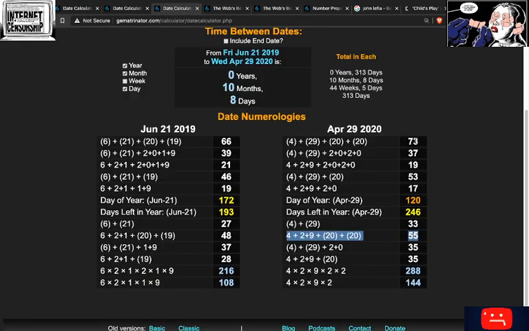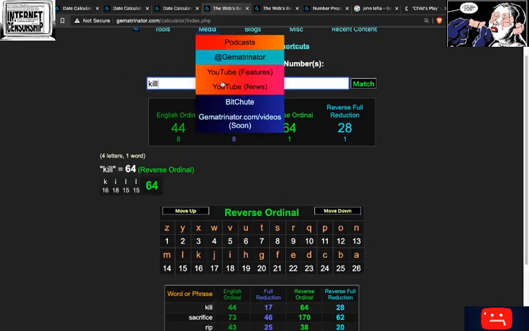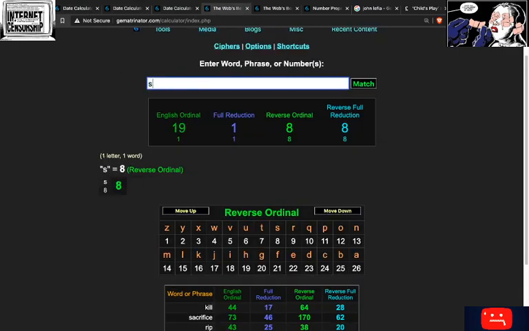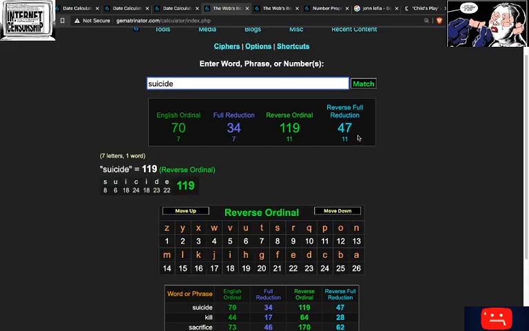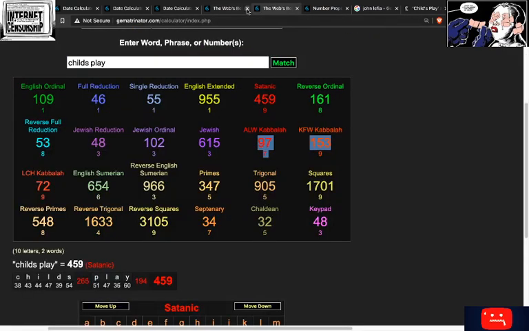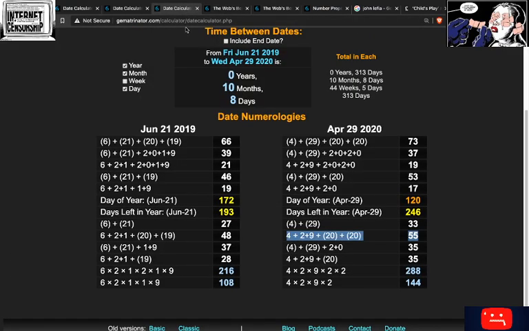And again, they reported that he died of suicide, right? Suicide. So look at what suicide equals. Would you believe it? I think it's 46, right? No, it's 47. Okay, 47 and 34. Look at the day he passed away. Date calculator.